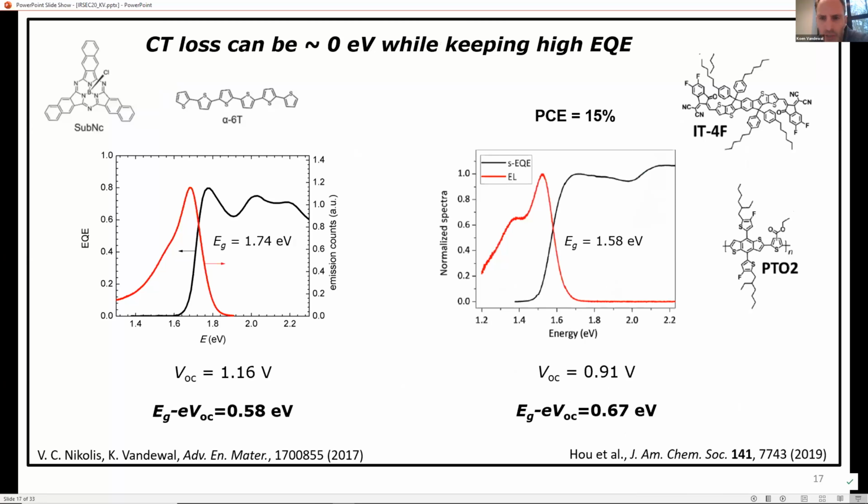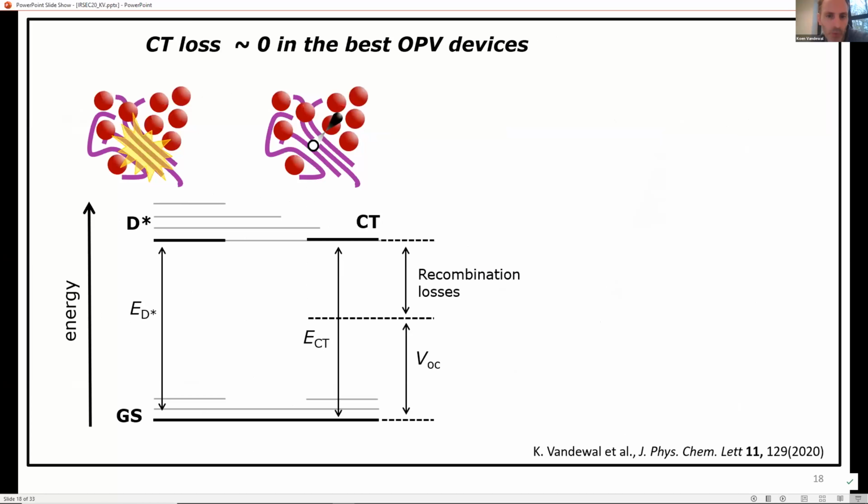So the best organic solar cells, the ones over 15%, are all like this. They all have absorption tails straight down. They all have an energy level diagram more or less like this. The energy of the excitons is almost equal to the energy of the charge transfer state. We don't have any more electron transfer losses. But still, the open circuit voltage is not equal to the band gap or energy of the CT state.